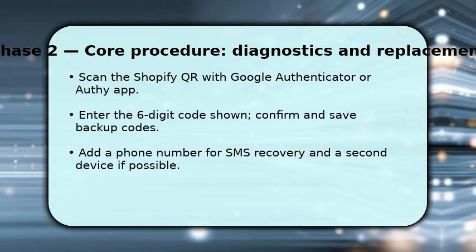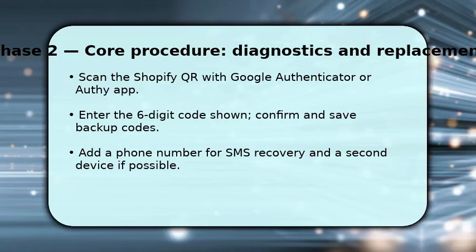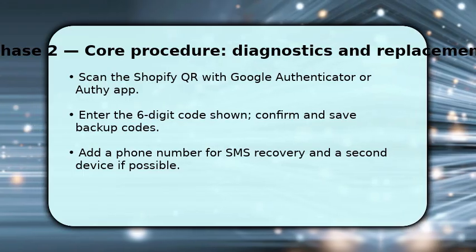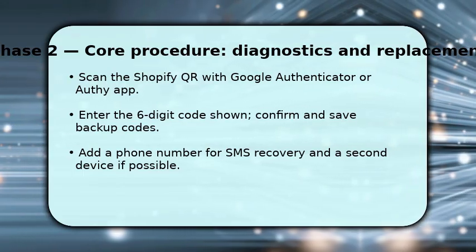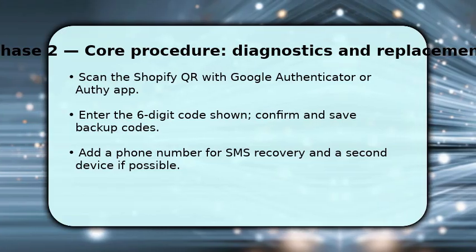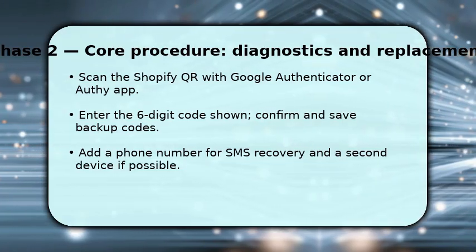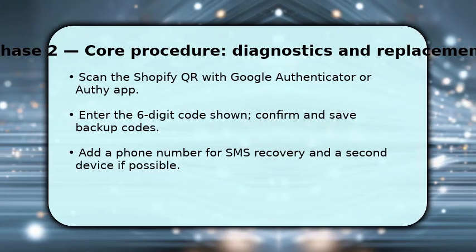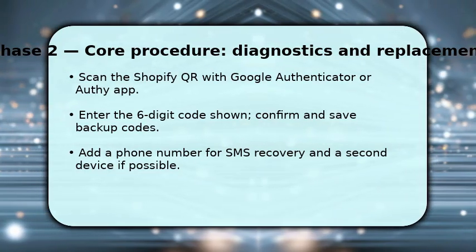Make sure to copy or download the backup codes Shopify provides. Store them securely offline. If you prefer SMS recovery, add and verify a phone number now. Also consider registering a second authenticator device. This prevents lockout if your primary phone is lost. These steps reduce friction while increasing account safety.